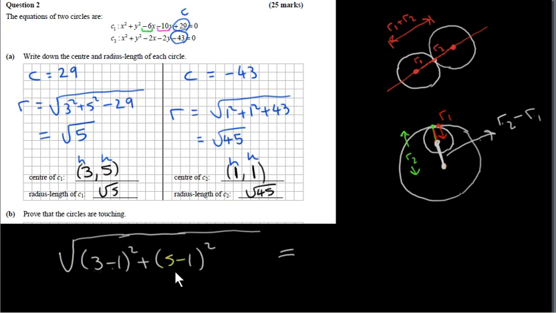Root of x2 minus x1 squared plus y2 minus y1 squared. So what we have in here is 2. 2 squared is 4. Here we have 4. 4 squared is 16. 4 plus 16 is 20. So that's the distance between the centers: root 20.